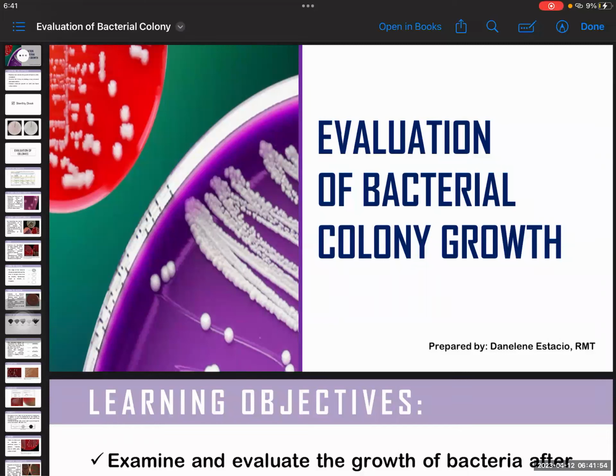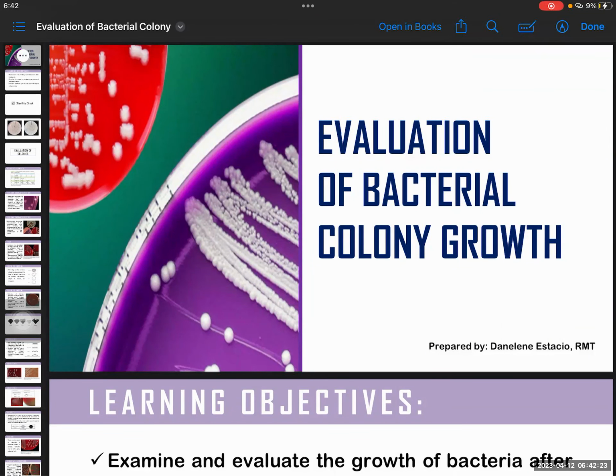Once again, let's dive right into the next topic, which is the evaluation of bacterial colony growth. As we have been talking about from the previous discussion, right after being able to inoculate the sample, incubating it for 24 hours using the right incubation technique, then we can... okay, so first, let's backtrack for a bit.